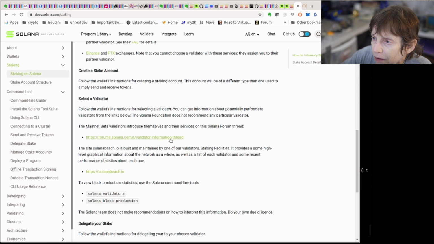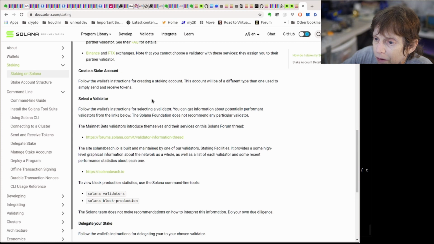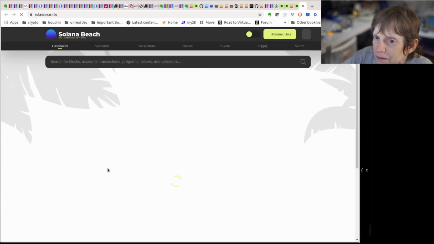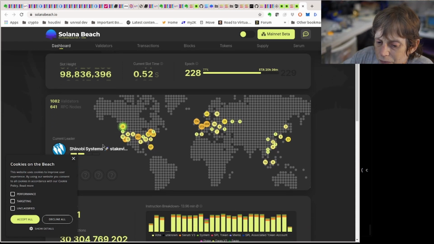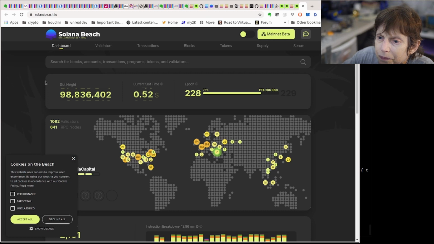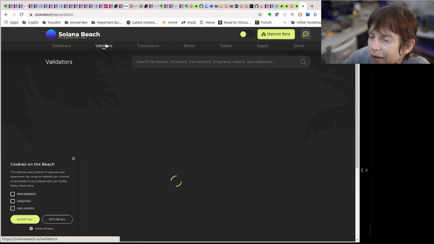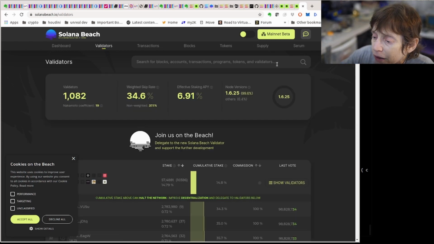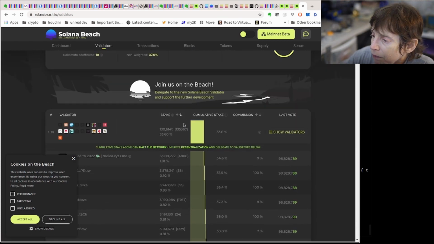there is this, and let's see if this will come up. Select the validator. There's also this, which also provides some information on validators. I think we've looked at this before. Validators. It's a little hard for me to see at this angle. Anyway, they show the different validators, the stake, and so on.